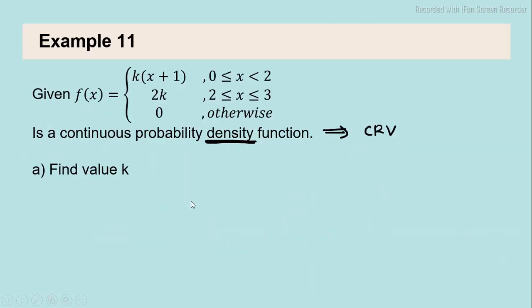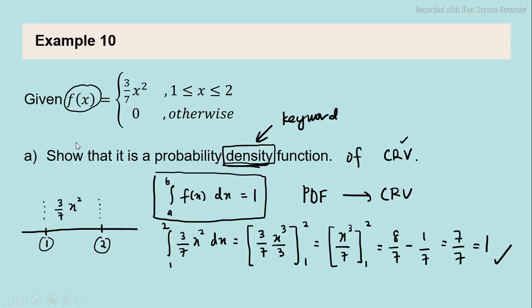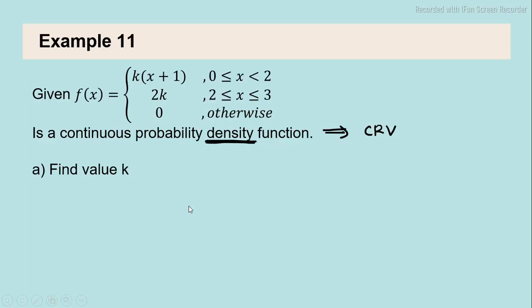Okay, so now kita nak cari value k. Kalau tadi kita nak show, so masih lagi kita gunakan cara yang sama. Okay, now kita nak cari nilai constant k. Sama juga. Kita akan gunakan integration equals to 1. Tapi before tu, kita kena tengoklah berapa kita punya range, interval yang ada dekat dalam number line kita. Okay, so now saya buat kat sini. Kita ada 0, kita ada 2 dan kita ada 3.